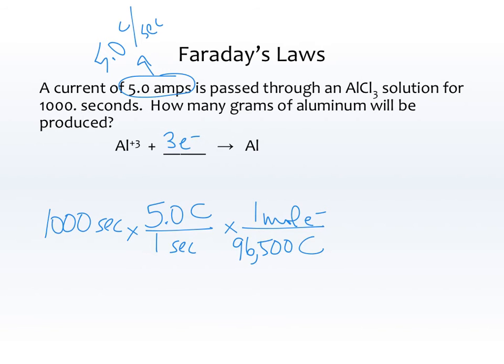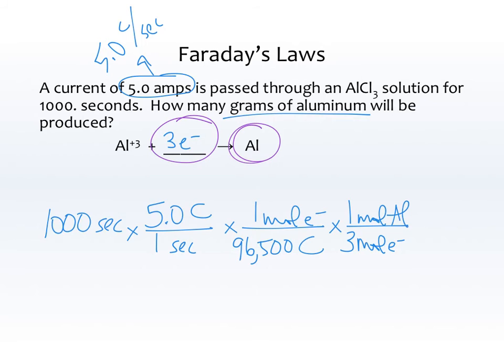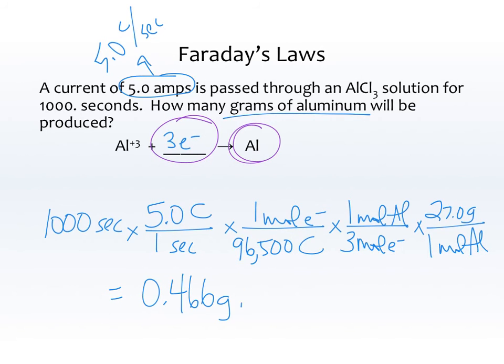We're not looking for moles of electrons, we're looking for grams of aluminum. So my balanced equation says 3 moles of electrons makes 1 mole of aluminum. 3 moles E makes 1 mole Al. And we're looking for grams, so 1 mole of aluminum has a mass off the periodic table of 27.0 grams. 1,000 times 5 divided by 96,500 divided by 3 times 27 equals 0.466 grams Al.